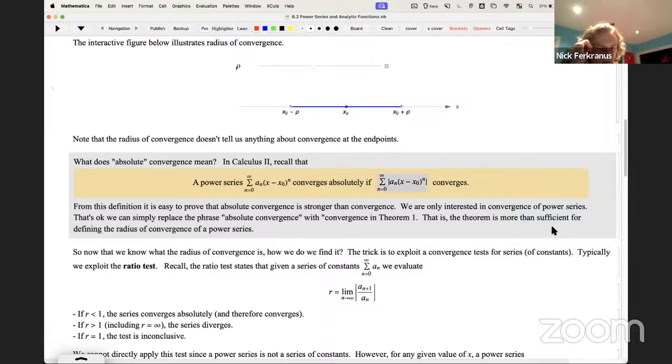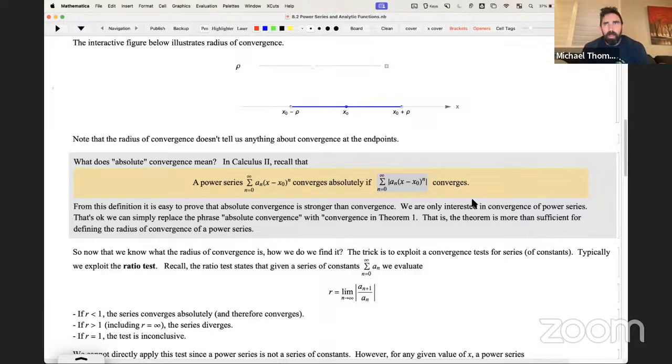Sorry, for absolute convergence, like when I was in Calc 2, it was usually just for alternating series, right? Or does it have anything to do with other types of series? Well, it doesn't necessarily, it could be any. If the terms are all positive, then absolute convergence is regular convergence, right? Because it's the same series.